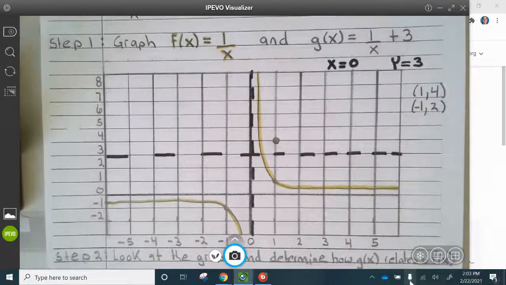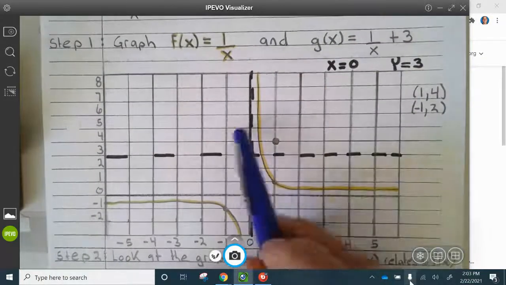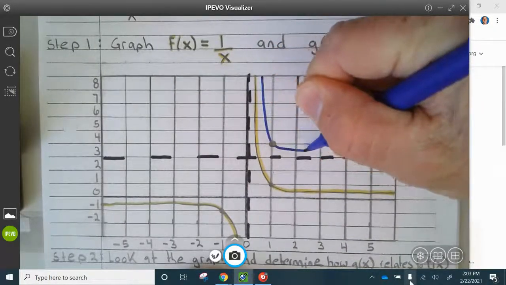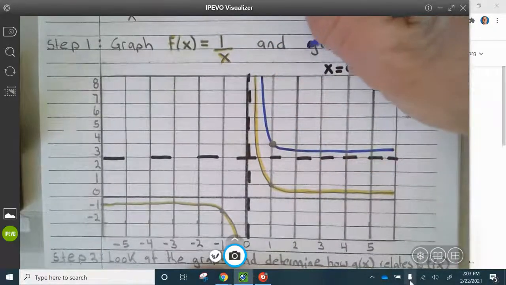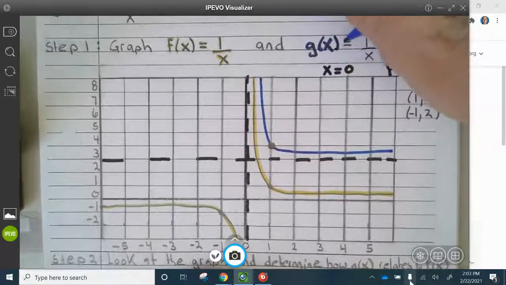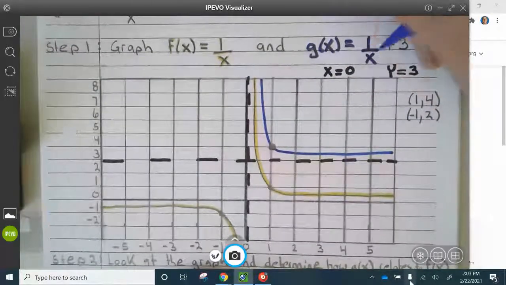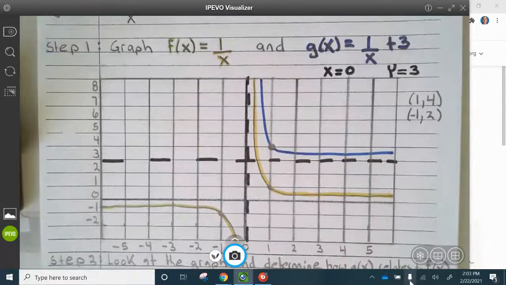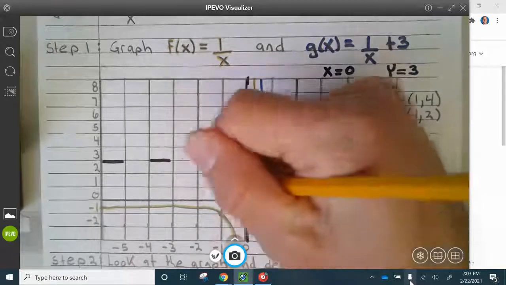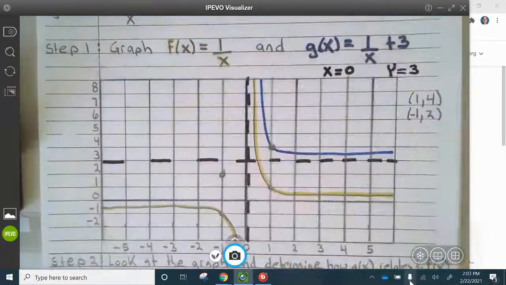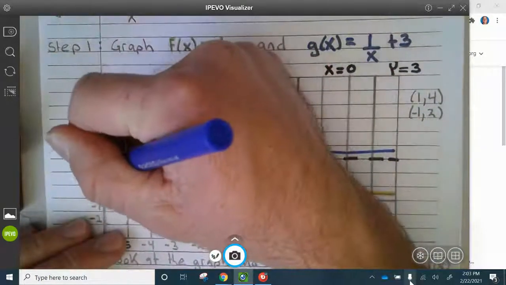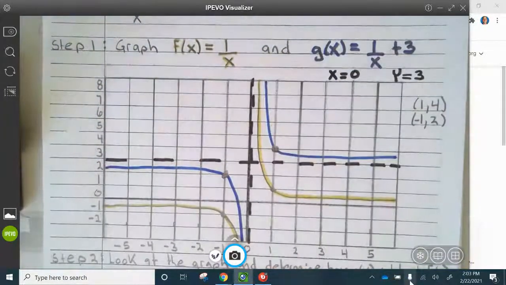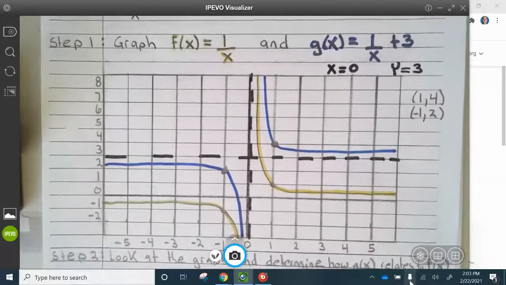Okay. Now we know our curve lies between the asymptotes, okay? And now we know negative 1, 2 is our point right here, and that tells us that our curve lies between these asymptotes. Okay. So there's your graph. Okay. All right.